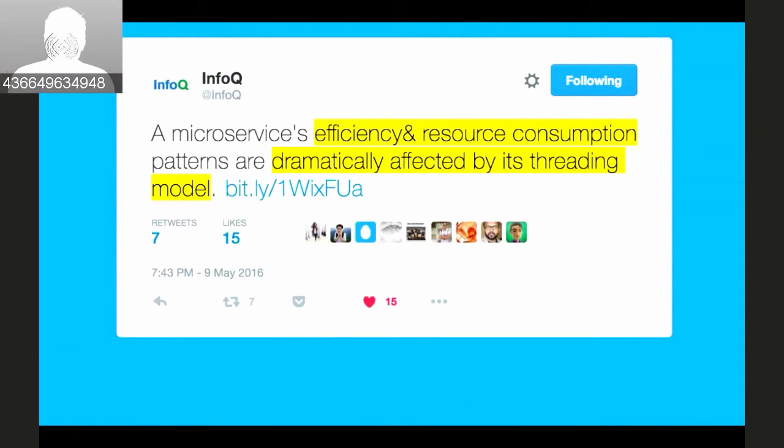Another thing that I'd like to mention is also complexity that happens inside your microservices: your threading model and the way that your service interacts with other services dramatically affects the efficiency and the resource consumption of your services. So what can you do in Dynatrace?